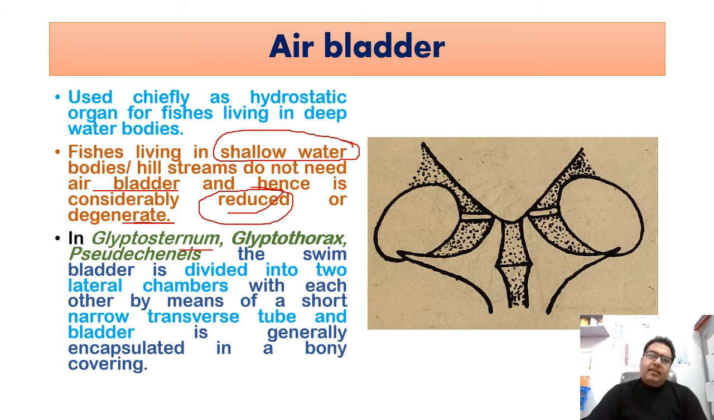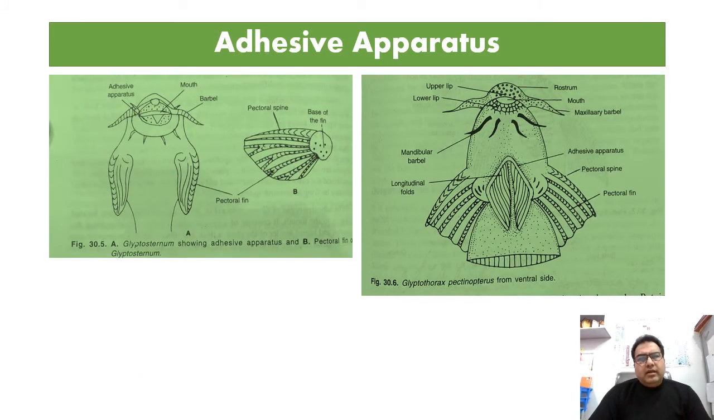So it means that the function of the air bladder is also reduced in the case of the hill stream. The study on the adaptations in the case of the hill stream fishes would be incomplete if we do not study the adhesive organs in the case of the hill stream fishes.